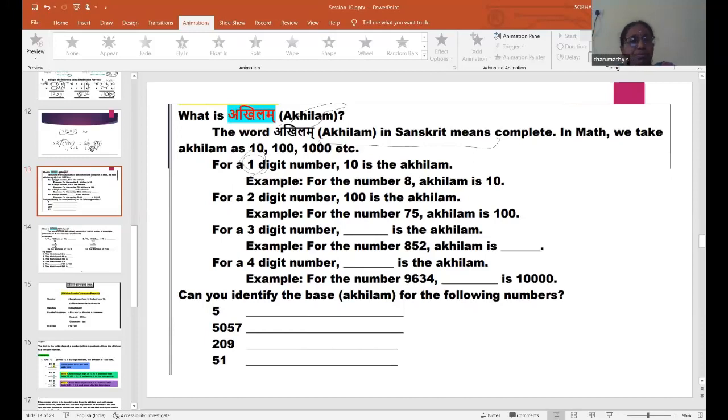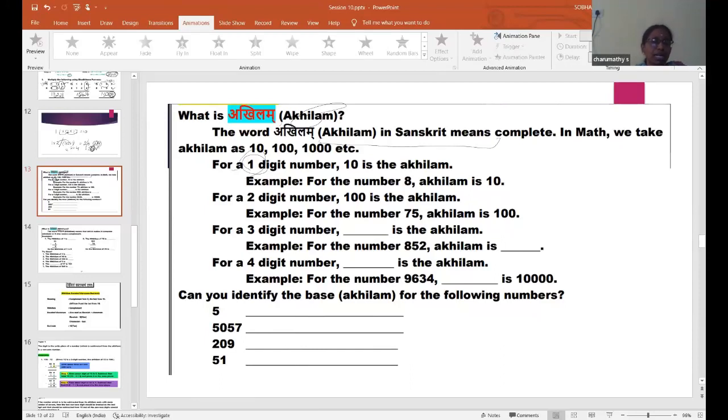what is Aquilam. They know what is the smallest 2-digit number, they know what is a 3-digit number. So base is another word which means Aquilam here. My base is going to be the powers of 10.